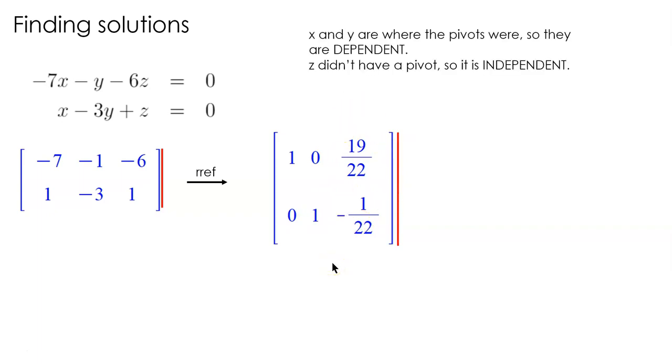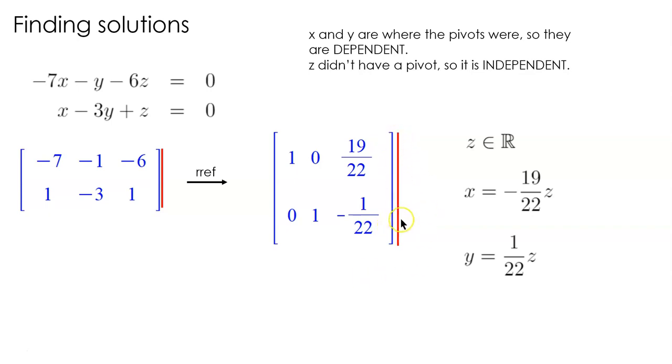X and y are where the pivots are, so they are dependent variables. And z didn't have a pivot. It's pivotless. So it is an independent variable. That means z can be anything. Z is any real number. And x and y are written in terms of z.